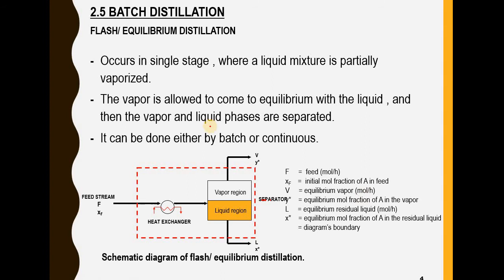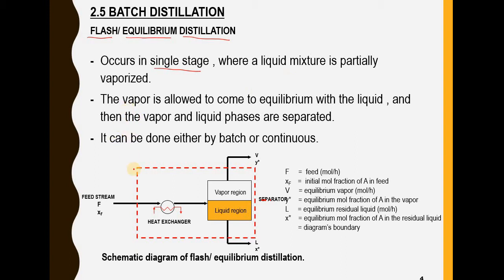Okay, this is an example of batch distillation. So we will look into flash distillation first. We also call it equilibrium distillation. So what is flash distillation? Flash distillation occurs in a single stage, where the liquid mixture is partially vaporized.